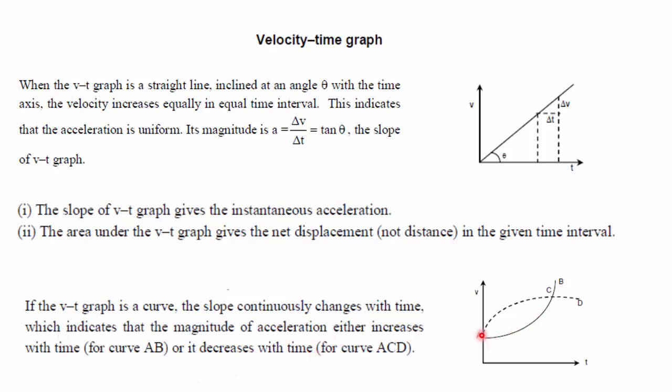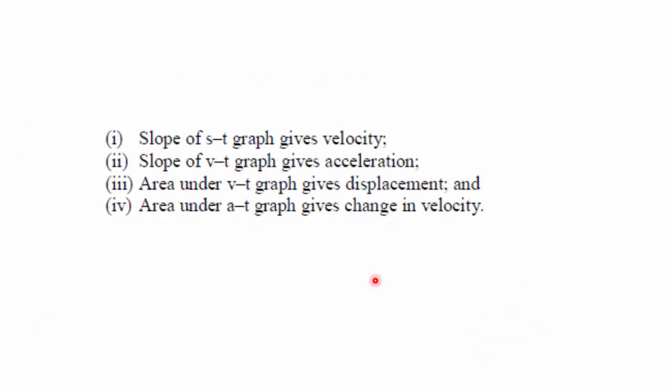But if it traverses a path like ACD, then velocity is decreasing with time, which means that from this graph the acceleration will decrease or retard, and this both can be calculated from the slope.